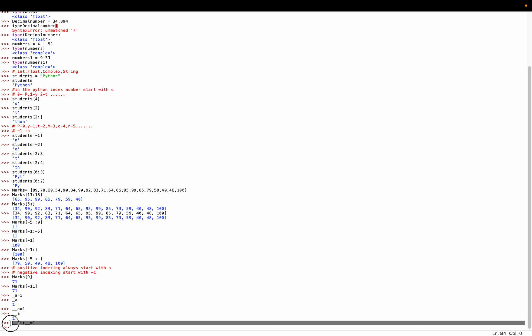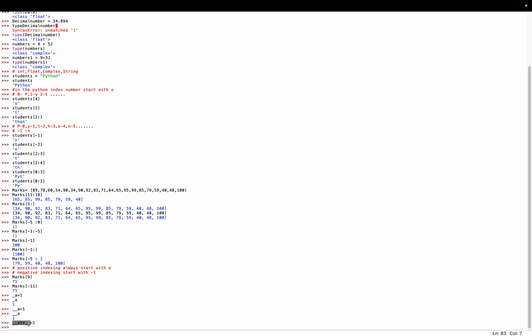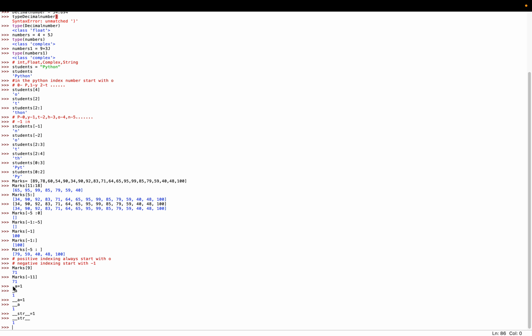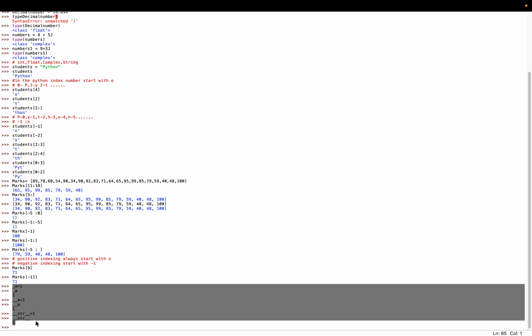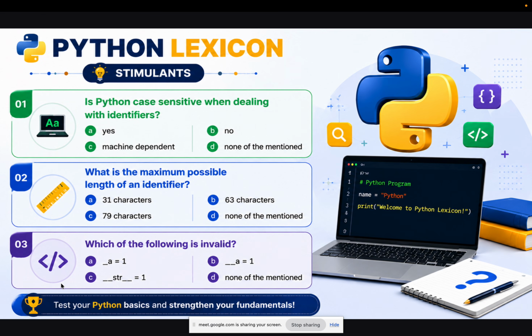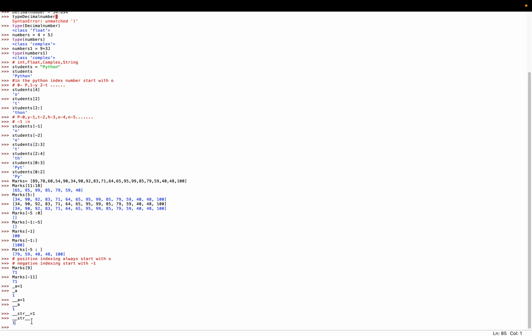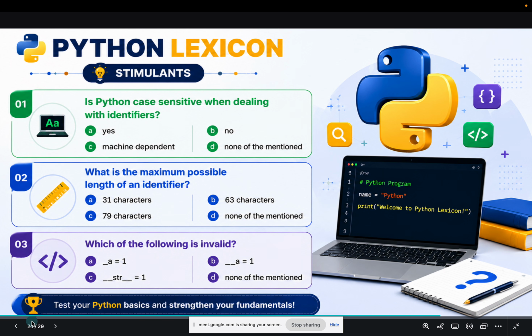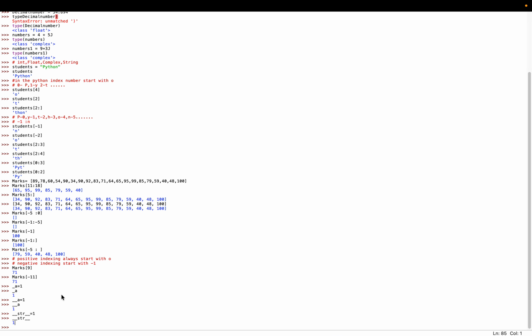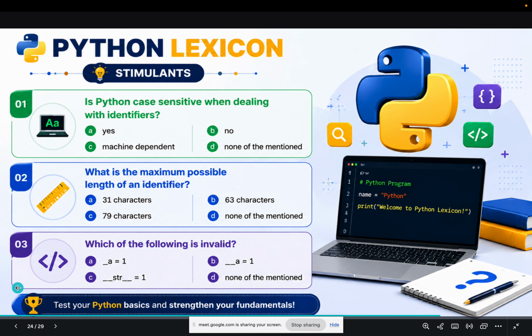You can start with an underscore, but if you start with a number or with a special character, then that is wrong. And in front of you only I have done that, all the things you can check. But what is the answer? D, none of the mentioned, because all are working. Correct, no? Yes. So if you start with underscore a, that will work. But if you start with a number, a space, or special characters, that will not work. Okay, that is wrong actually.